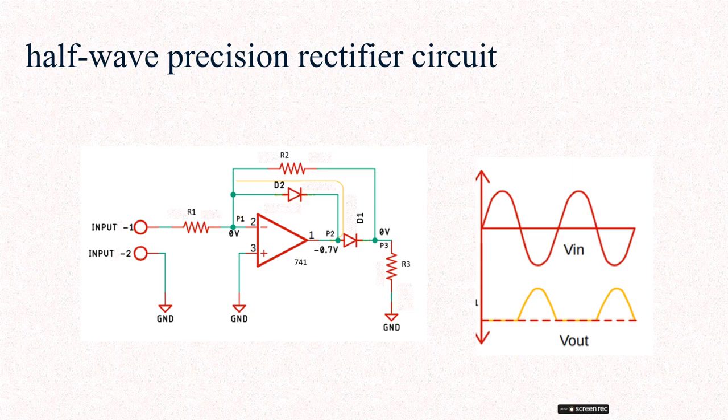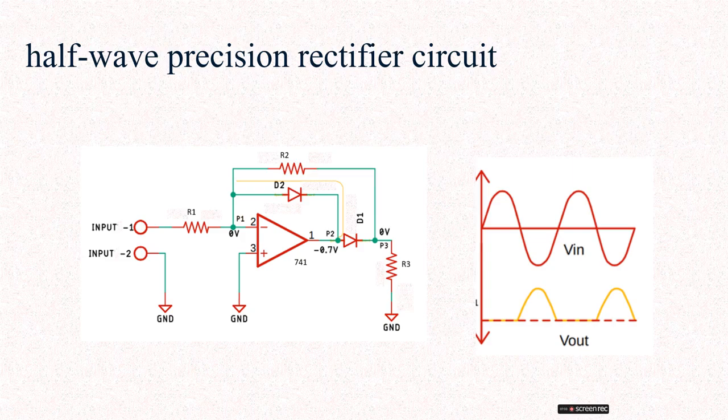Because P1 is a virtual ground, it is at 0 volt, so no current flows through the resistor R2. The output point P2 is at negative 0.7 volt, as the op-amp has compensated for the diode drop, and there is no way for current to go to point P3 either. Therefore the output at P3 is 0 volt.